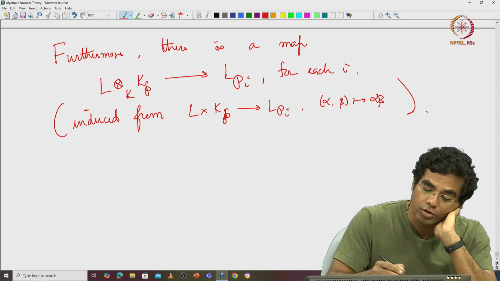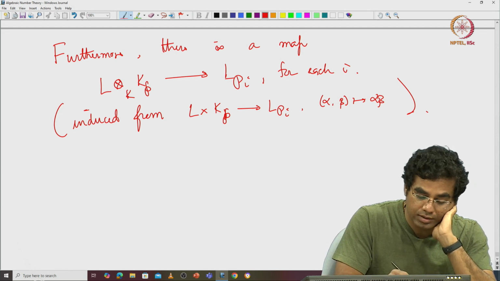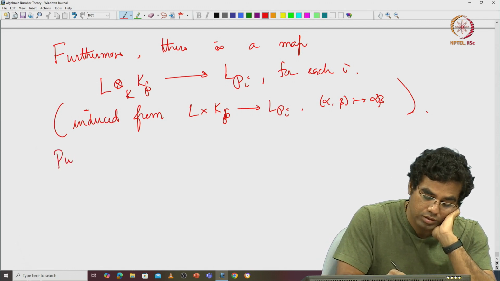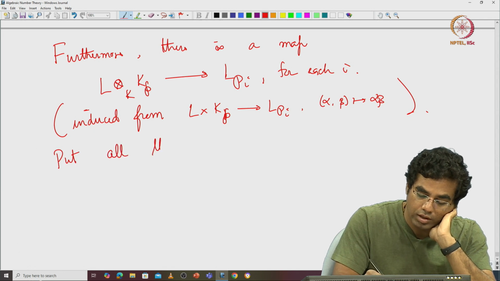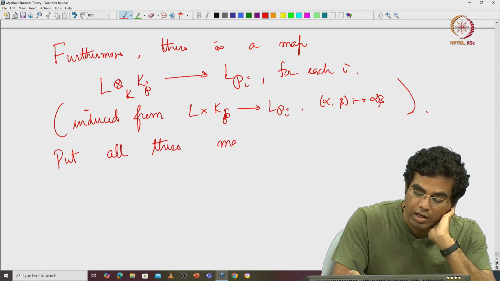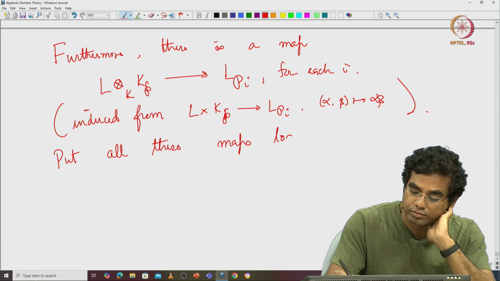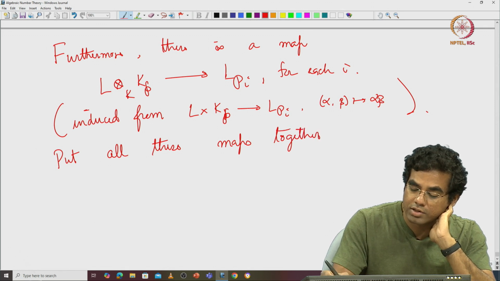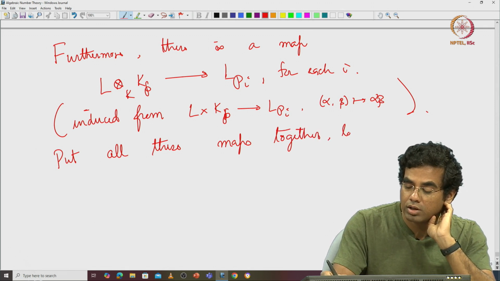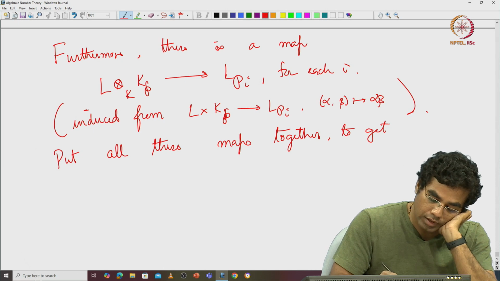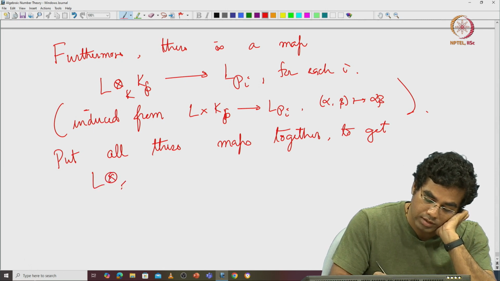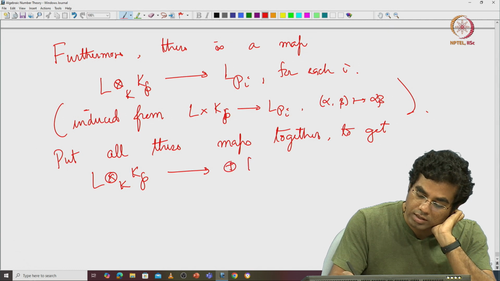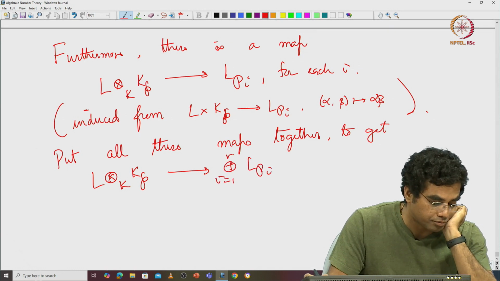And you put all these maps together, which has an obvious meaning, to get L tensored over K with K_P to the direct sum of L_Pi, i going from 1 to r.